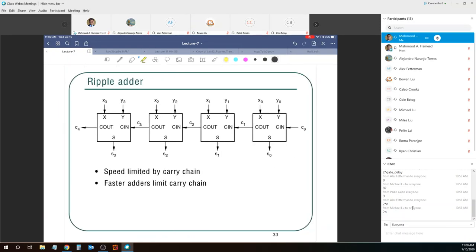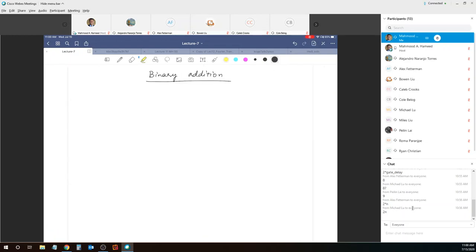This is the block diagram of the ripple carry adder. You guys have seen this in Studio 3. There's nothing new there. The speed is limited by the carry chain. We established that when we were having this discussion. And fast adders, or the carry lookahead adder, limit the carry chain. We will try to compute the carries ahead of time. So let's try to do that.